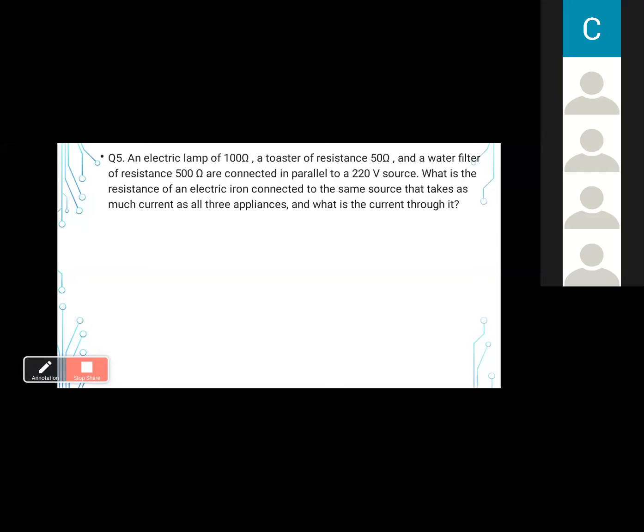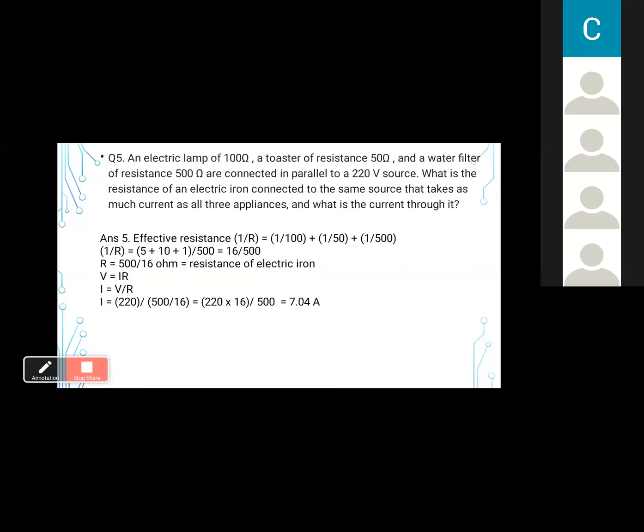Now they are saying three devices are in parallel, and the voltage given to you is 220 volts. They are asking how much current flows through the electric iron, and what is its resistance if the same amount of current flows through it as through all three resistors together. Is the current 7.04 amperes? Yes, correct. This question is there in the textbook.